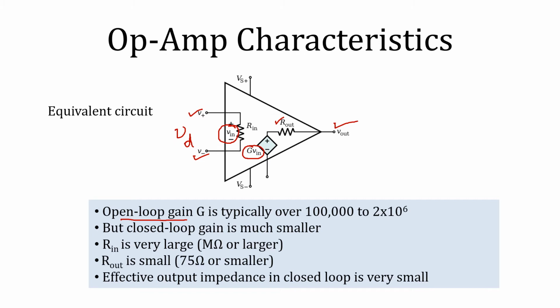Technically, input resistance is very large, also known as input impedance, and sometimes it is represented by ZI. That is, input impedance is very high, and output resistance or output impedance is very small, just 75 ohm or even smaller in the newer versions of the 741 IC. So these are the main characteristics of an operational amplifier.